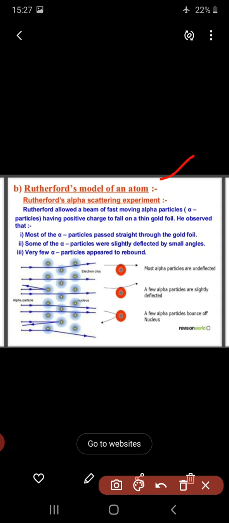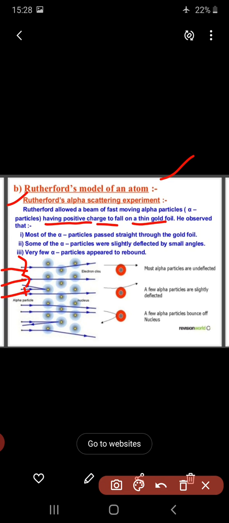We also call it Rutherford's alpha scattering experiment. Rutherford allowed a beam of fast moving alpha particles. These are alpha particles, moving from here onto the gold foil, which is positively charged. Rutherford used the gold foil.